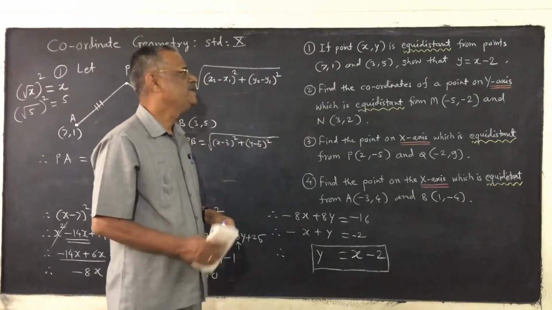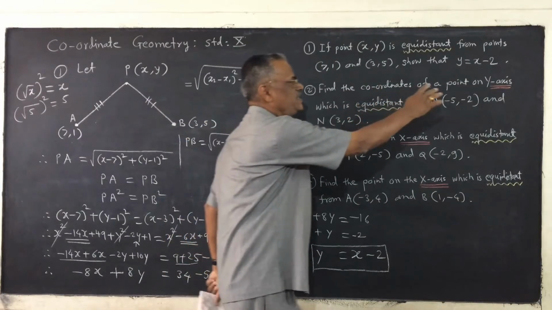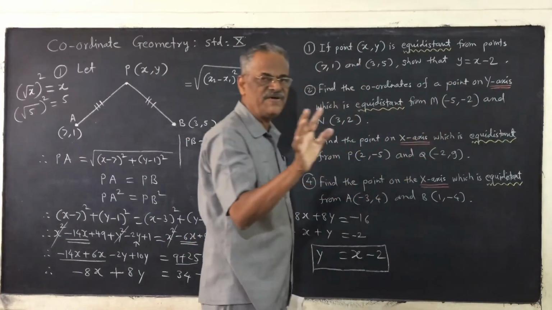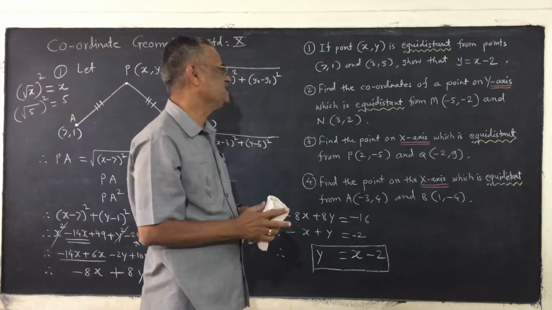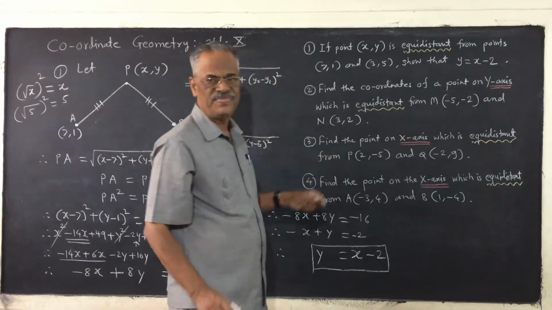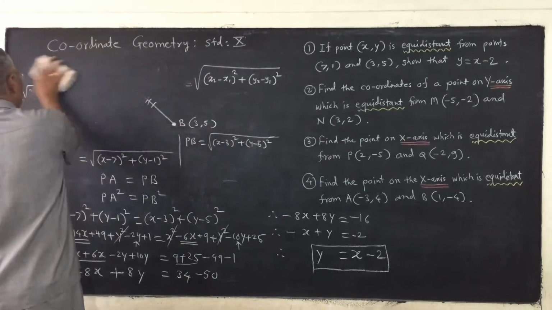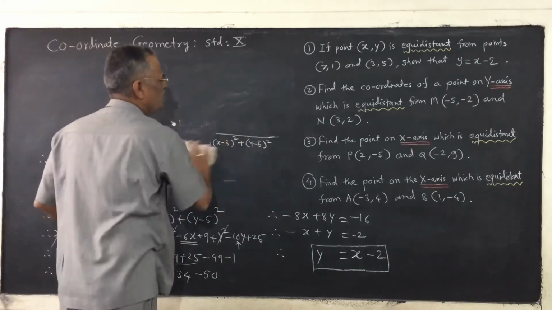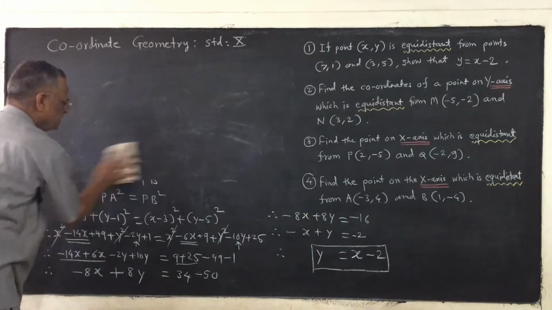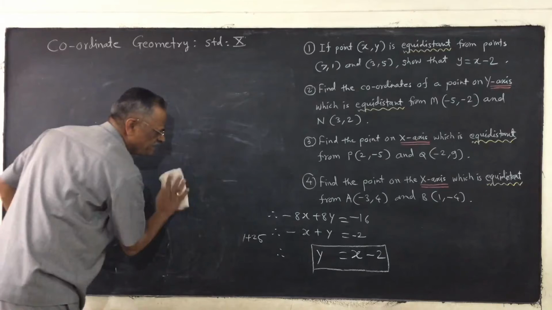Second example, we have to read the example properly. What is given? We have to find out the point which is on the y-axis. It is given the point is on the y-axis and it is equidistant from M and N. That is given there. So remember that we are using the distance formula again. What is given in the problem there?